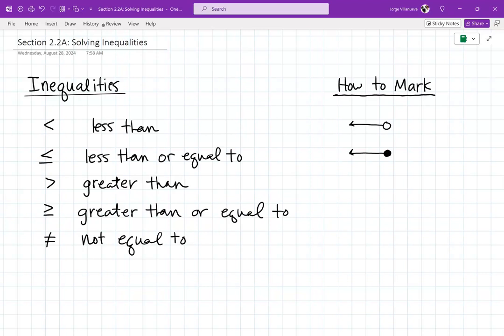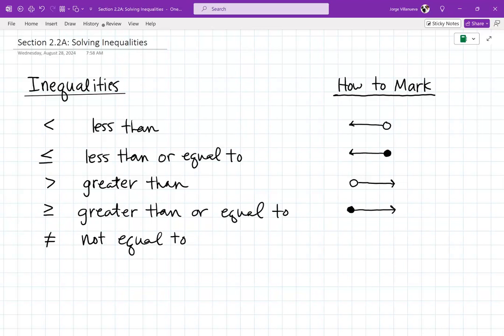Okay? Greater than is going to be an open dot going to the right. Okay? Because again, think of a number line. As you move to the right, the numbers get bigger and bigger and bigger, right? 1, 2, 3, 4, 5, 6, 7, 8, 9, 10. So they're greater as you go to the right side. Greater than or equal to, that's a solid dot going to the right.